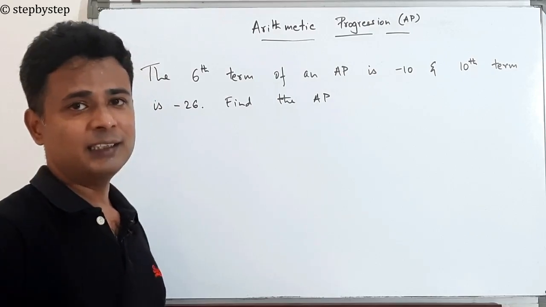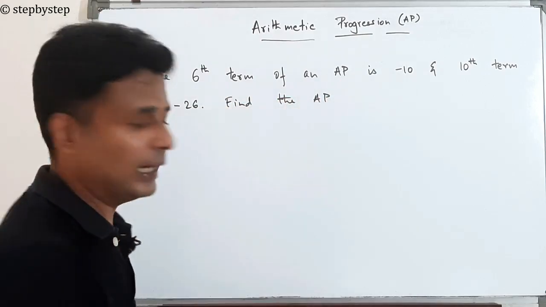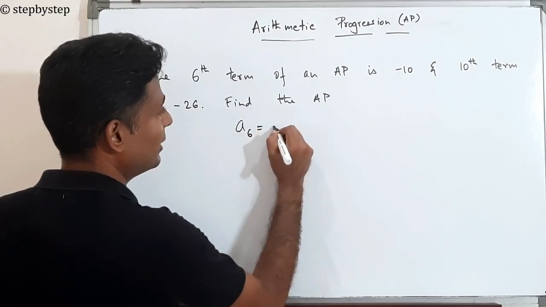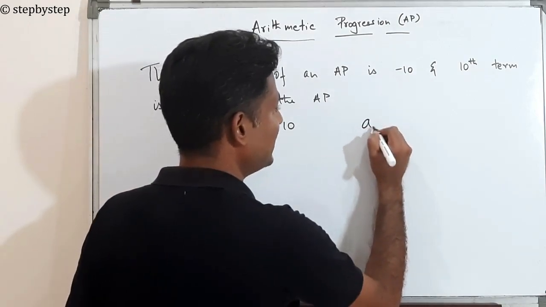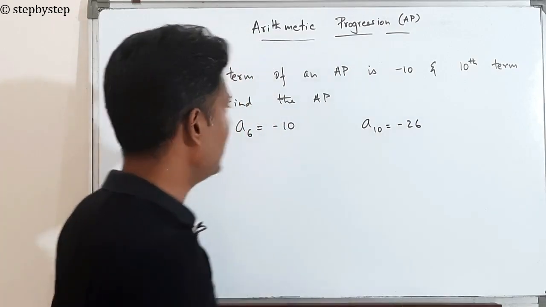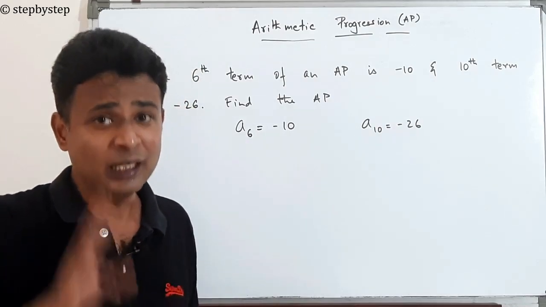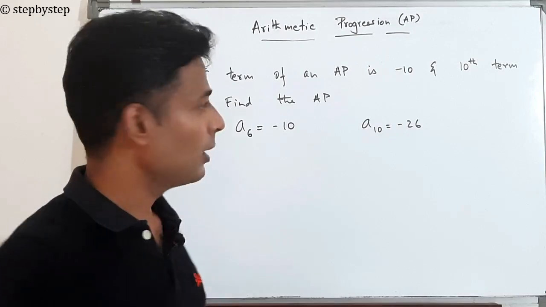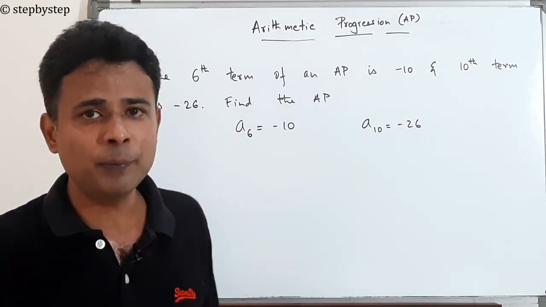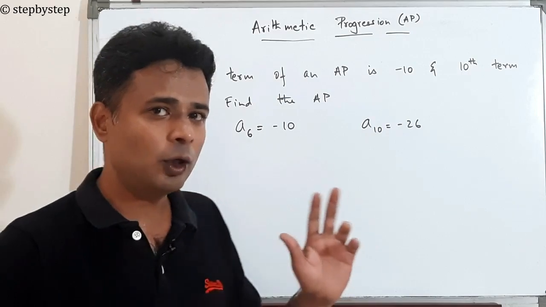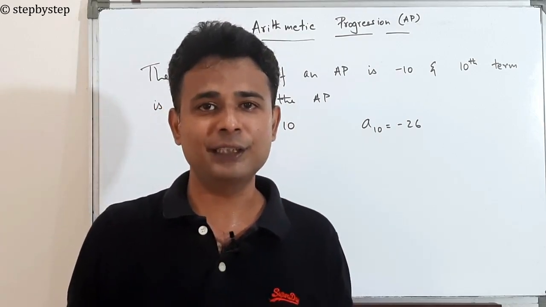Alright guys, we'll try one more problem. They have given us that the 6th term of an AP is minus 10. What does that mean? a of 6 is minus 10. And the 10th term is minus 26, which means a of 10 is minus 26. Find the AP. Generally, when the question is to find the AP, you have to find the first three terms. Now, in this problem, we do not know a, we do not know d, which are very crucial for all AP problems. We do not know a, we do not know d, which means there are two unknowns. To find two unknowns, you always need two equations.